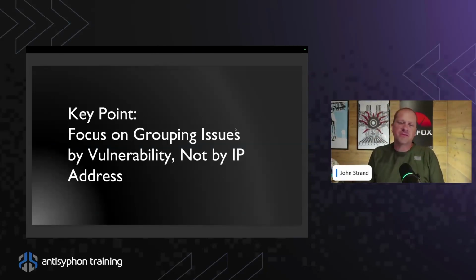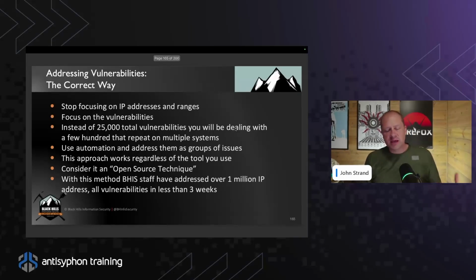So the key point for this particular section is we really need to focus on grouping the vulnerabilities by the vulnerability, not by the IP address, right? We need to set that up and do it in a different way. When you're looking at the correct way, you need to focus on the plugin IDs associated with those vulnerabilities, because you actually do not have 25,000 vulnerabilities. You have a few hundred vulnerabilities that repeat on multiple different computer systems again and again.